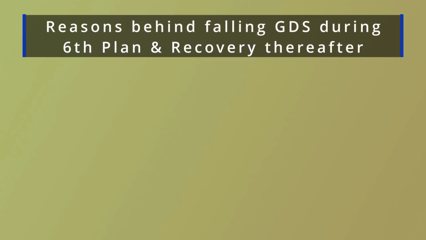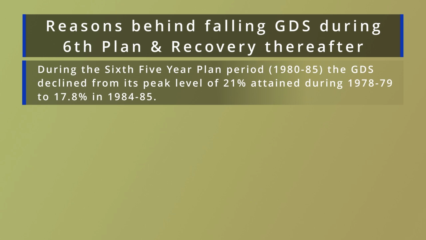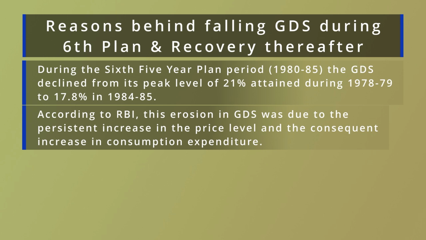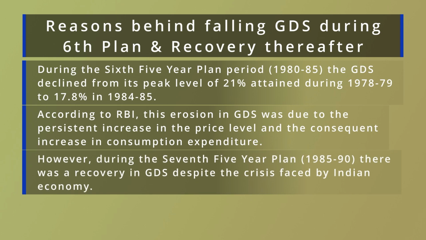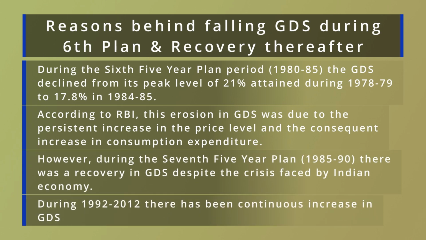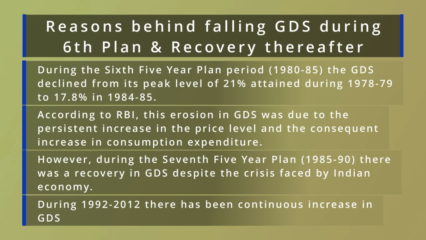And during fifth and sixth 5-year plan, you find that average GDS declined to some extent, and the planners as well as the RBI, Reserve Bank of India report suggests that during that period, due to inflationary pressure, due to price rise, the real income declined, and that might be the reason behind this fall in gross domestic savings during that period. But starting from 1985 up to this period of 11th 5-year plan, that is 2012, you find a gradual upward movement of gross domestic savings in India.